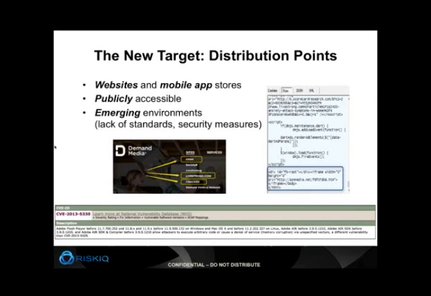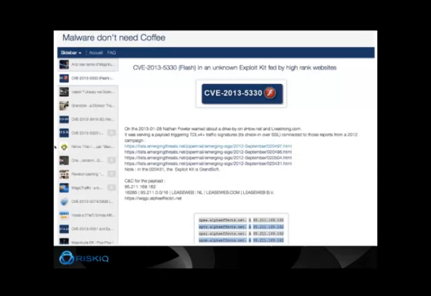And we read about this through a popular blog. This is actually a screenshot of the blog when this hit. And the blogger was talking about all these high-ranking websites that were feeding an unknown exploit kit at the time. And again, this was a flash-based zero-day.